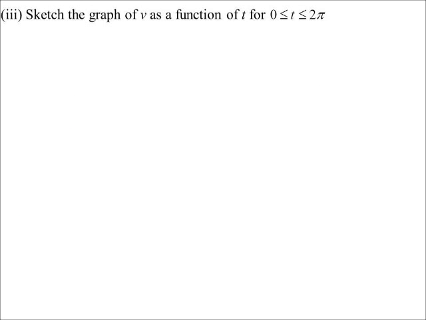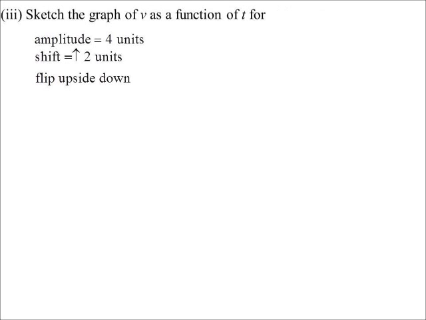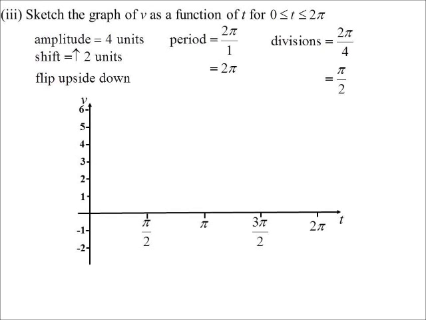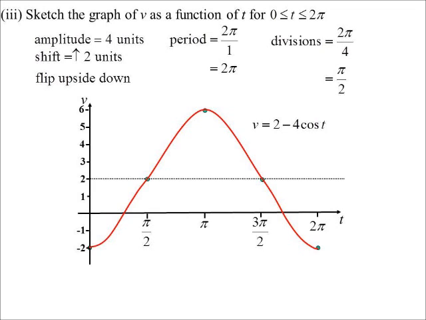Sketch the graph. Okay, we know the amplitude is 4 units, shifted up 2, and it's flipped upside down because of the negative. Period's 2 pi, so I'll do my divisions every pi on 2. So here we go, we've got a cos graph. A cos graph would normally start at the top of the amplitude, but this one has been flipped upside down, so we're at the bottom, but we've also been shifted up. There's my axis. So I'll start down here at negative 2, then we'll go up and down, and there's my graph. Okay, so we've sketched our graph.